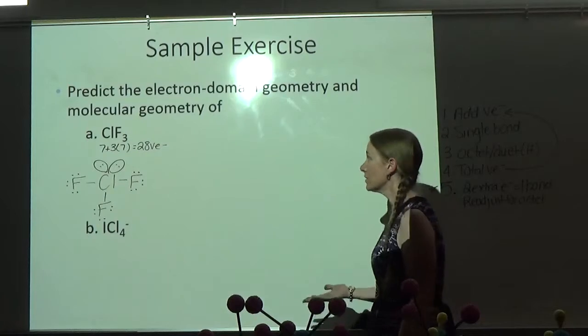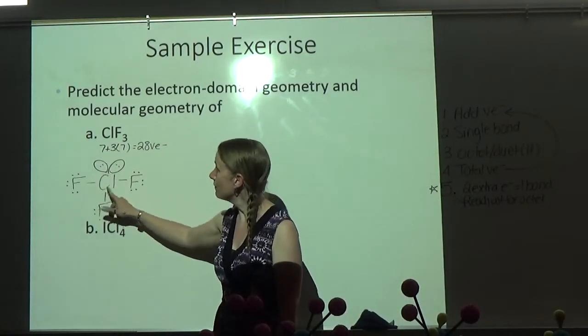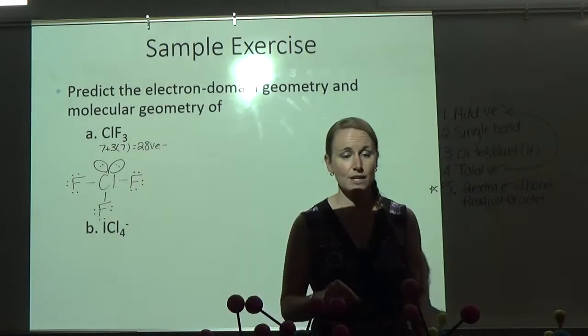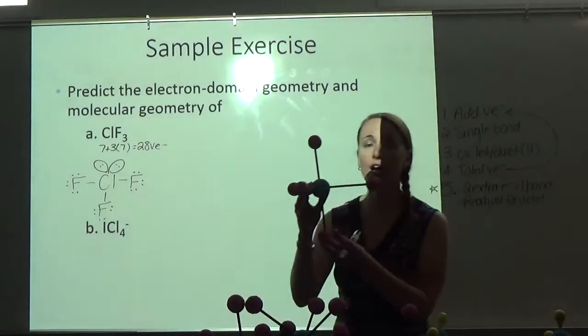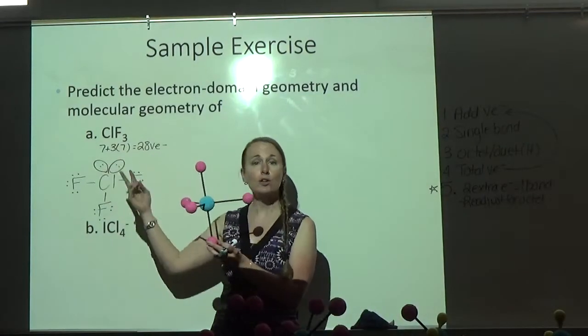All right, so if you look, when we're coming up with our shape, this actually has 1, 2, 3, 4, 5 domains. So it is based on the trigonal bipyramidal. However, 2 of them are lone pairs.